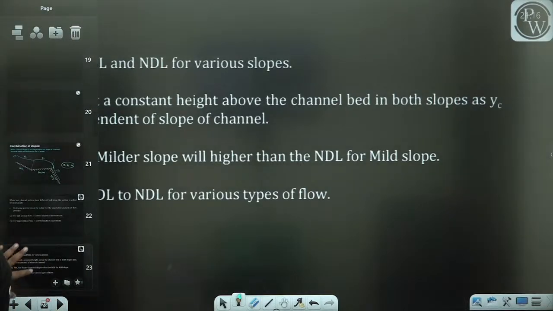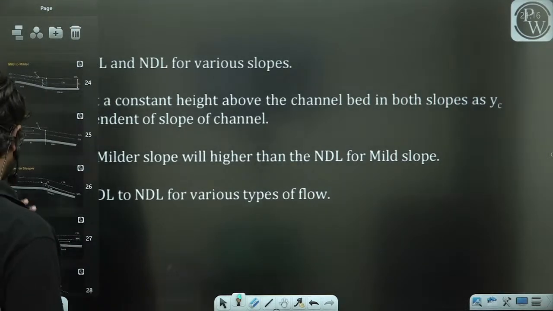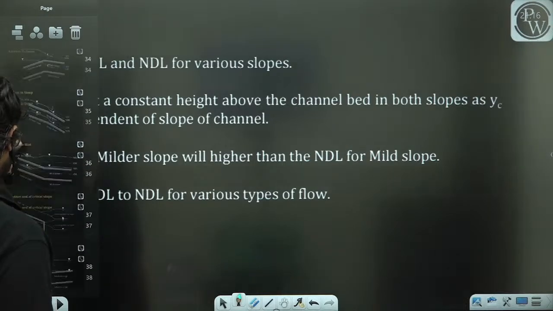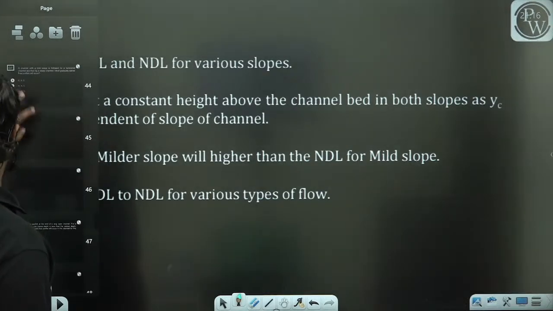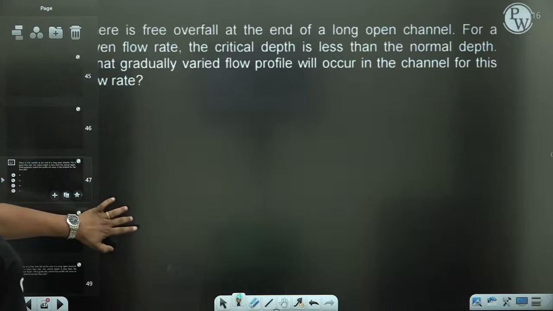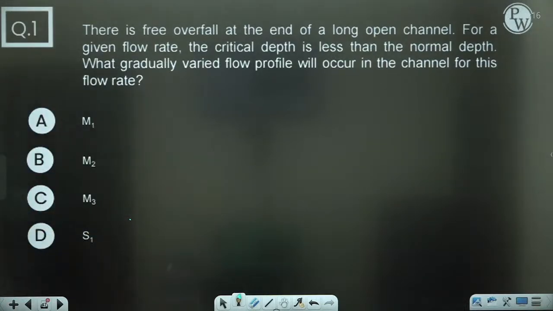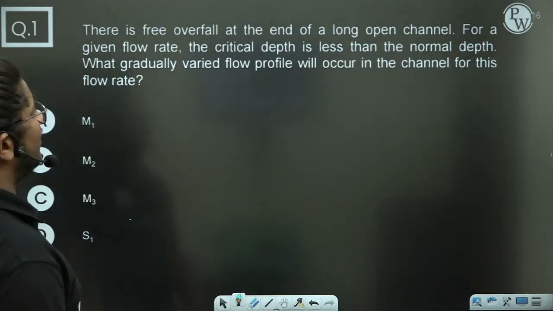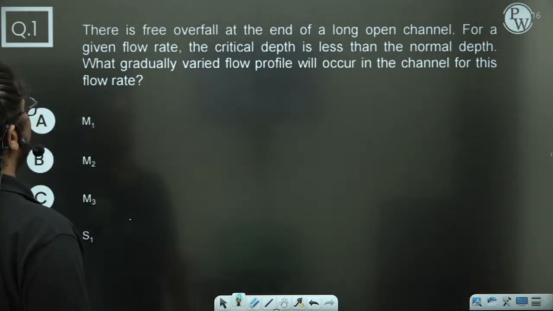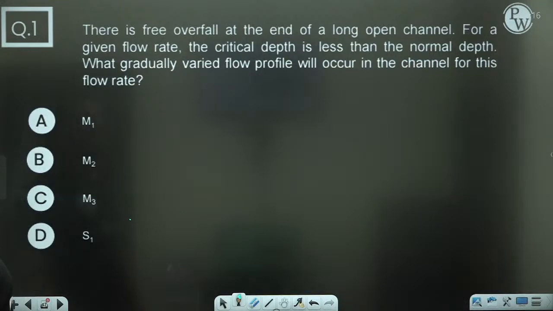Chaliye, so a few questions I will be giving to you. Like this question: there is a free overfall at the end of a long open channel for a given flow rate. The critical depth is less than the normal depth. If critical depth is less than the normal depth, that means it is a mild slope. What gradually varied flow profile will occur in the channel for this flow rate?